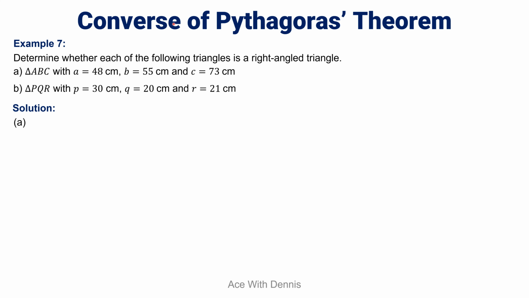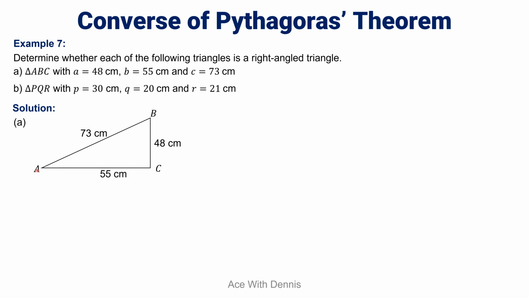For A, the best way we can do is draw the triangle out. As you can see from here, the first thing we have to do is look for the longest length, 73 centimeters. So this length c is potentially the hypotenuse. This is the first thing that you need to do: find the longest side. Then we label the diagram. The capital letters A, B, C will be the vertices of the triangle, and the opposite side of each vertex will be the small letter.